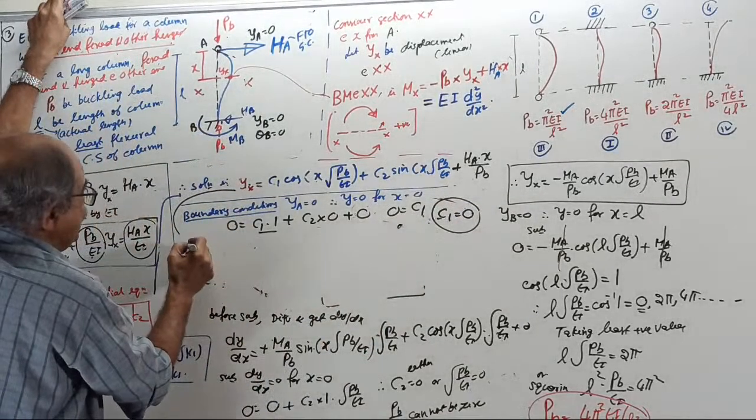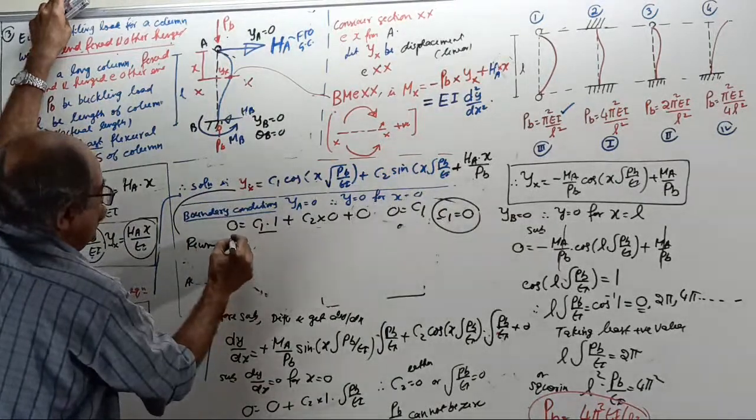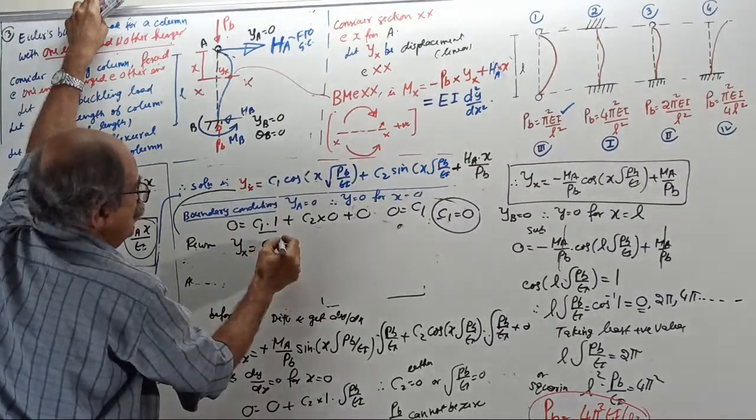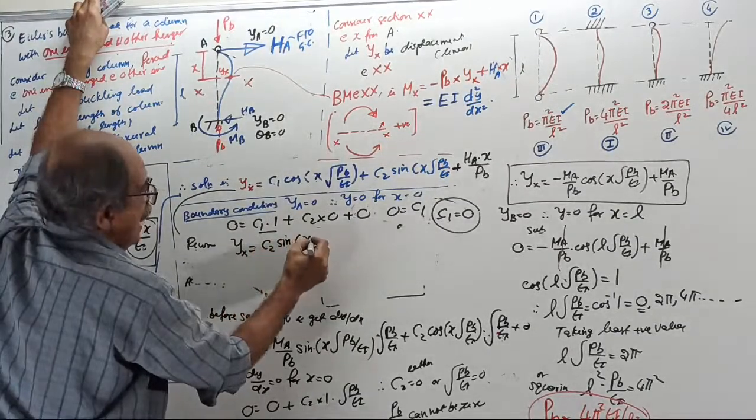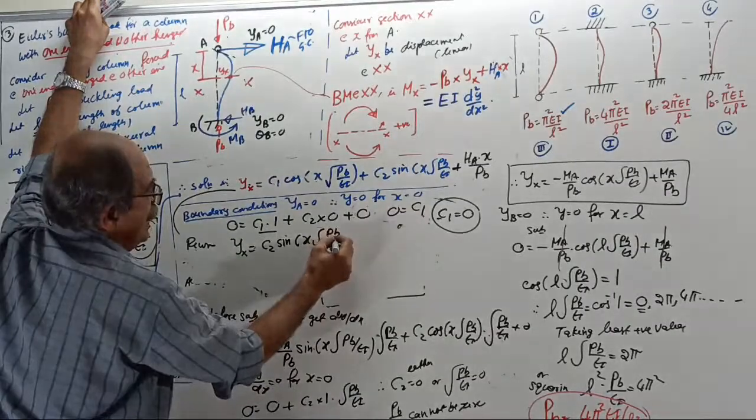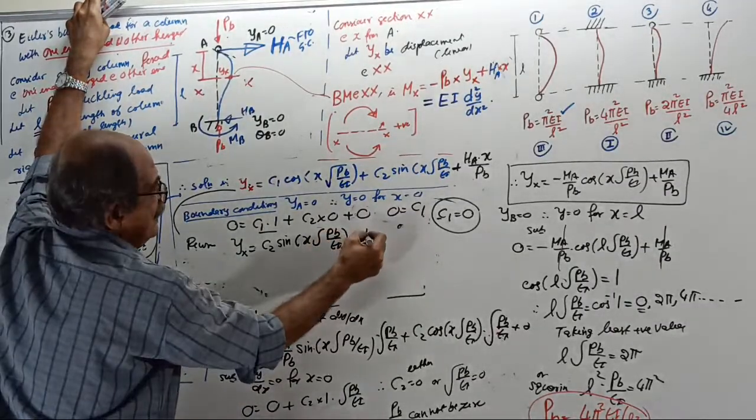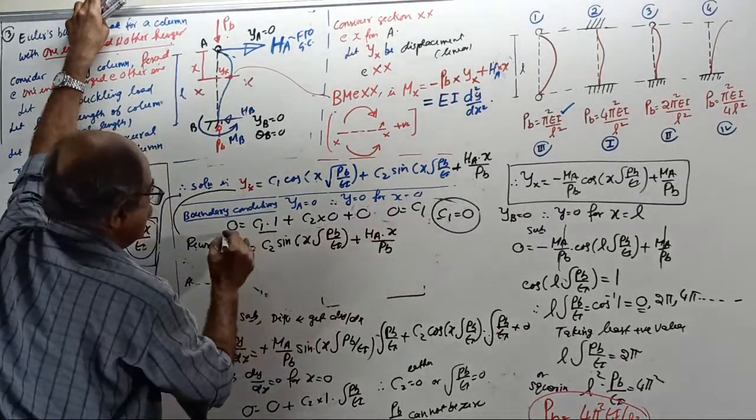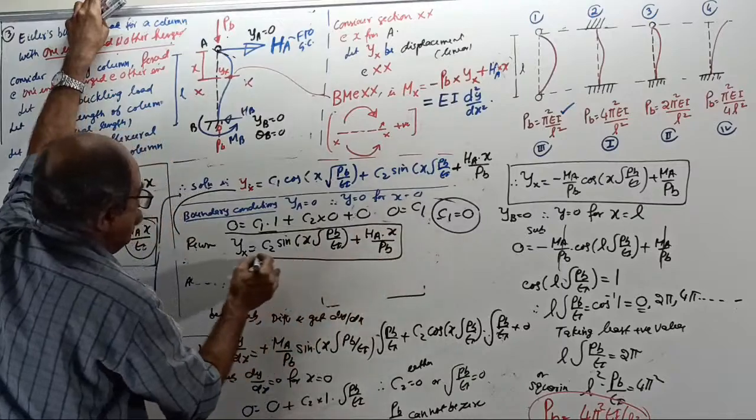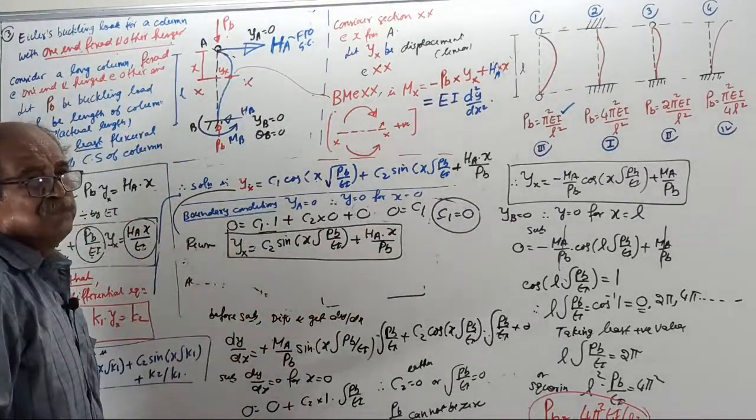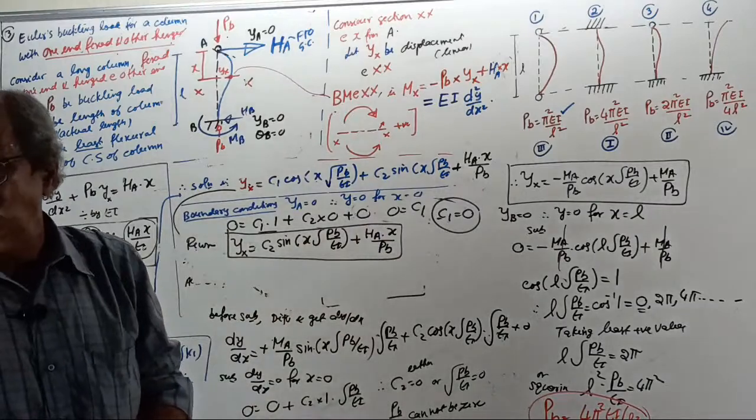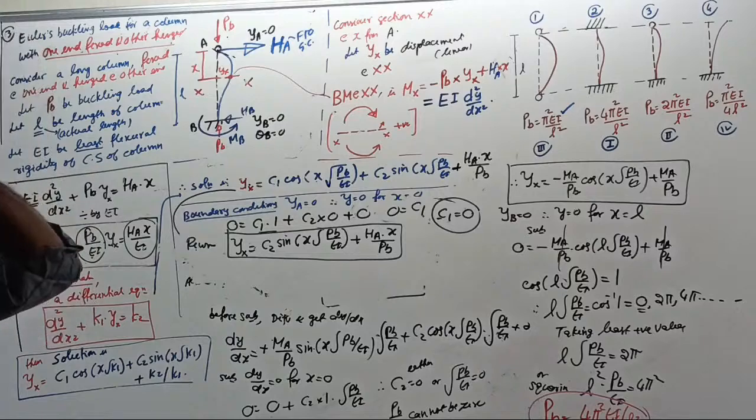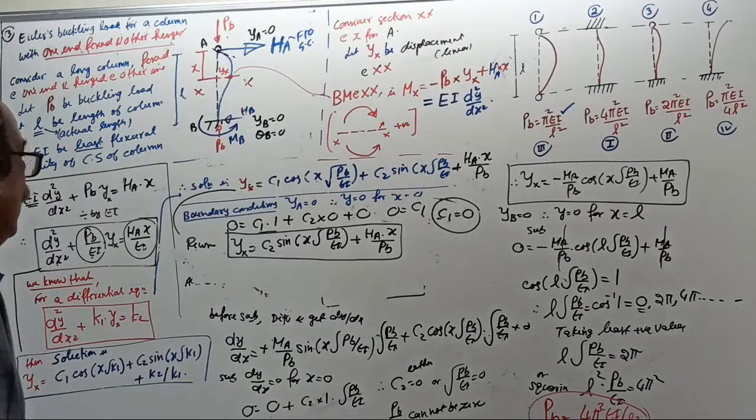Therefore, rewriting, your Yx will now become, C1 is gone, C2 sine of x root PB by EI plus HA into x by PB is the answer. This is the revised equation for Yx. C1 is already gone. Now C2 will come. Okay, now 1 minute. Very hot today.